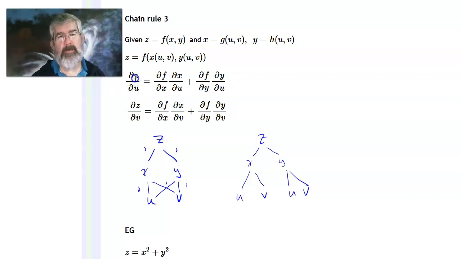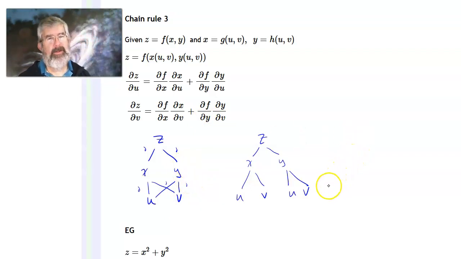So to get from z to u, I can do it through x or I can do it through y. And so the partial derivative of z with respect to u is the sum of these two paths. So the partial of z with respect to x times the partial of x with respect to u. That's that first piece. And the partial of z with respect to y times the partial of y with respect to u. That's the second piece. And then, of course, there's the partial with respect to v. So there's two ways to get from z down to v. And that's these two, partial of z with respect to x times partial of x with respect to v. Partial of z with respect to y times the partial of y with respect to v. Right? So there we go.